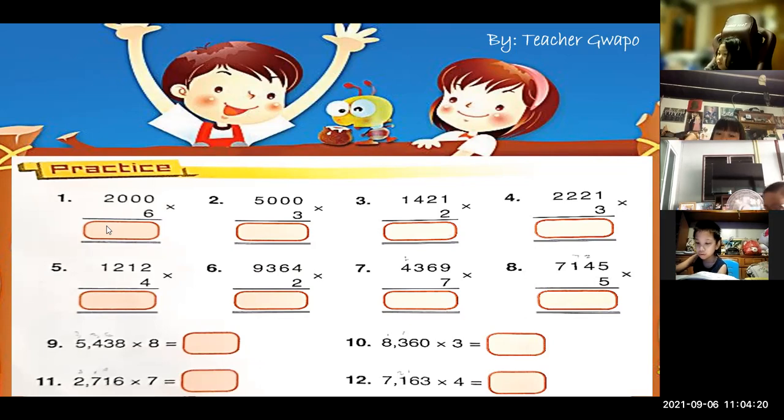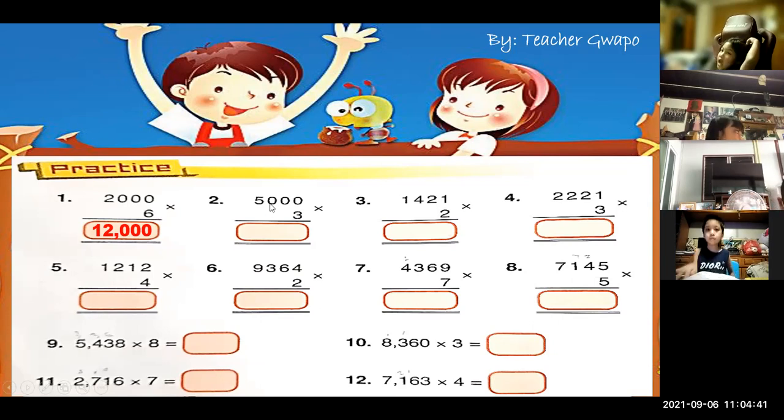So we will just put 3 zeros. So 2 times 6 is 12, and then 0, 0, 0, right? 3 zeros here, okay? Now, number 2. Number 2, we will just multiply the same as in number 1. With number 1, we just multiply 2 and 6 because it is automatic 0.